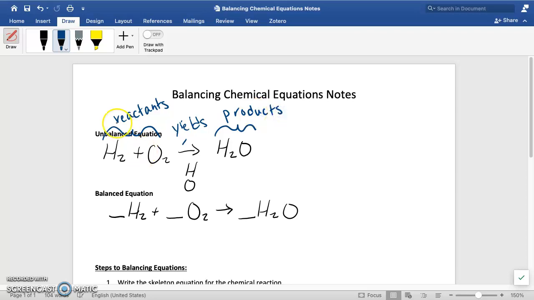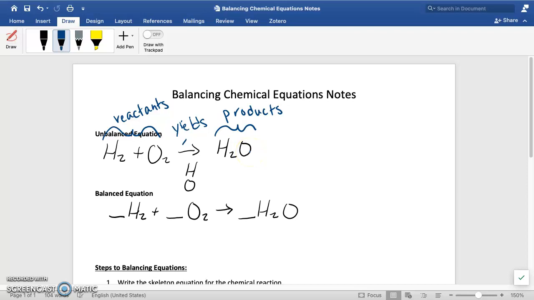Okay, so we have an unbalanced equation. When we have the reactants, the yield symbol, and the products like this where it's not balanced, we call that a skeleton equation. So in the book you did some skeleton equations where you didn't worry about whether they were balanced or not. You were just writing out what your reactants and what your products were.